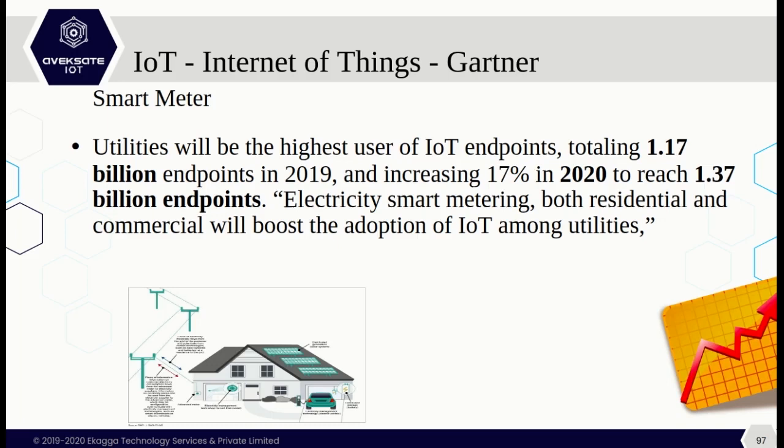Water side, at least in cities like Bangalore, a good number of apartments are adopting this smart meter, where they are trying to see the consumption based on the usage, and then your bill gets generated only for the units that you have consumed, and so on.